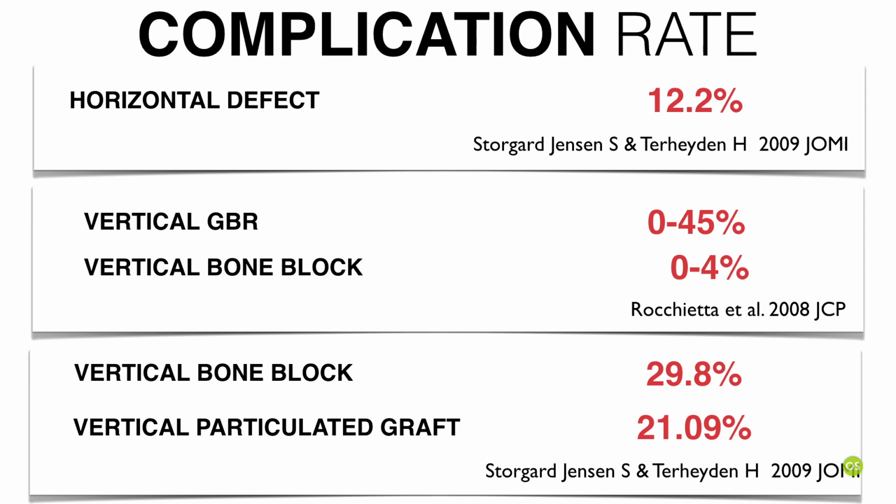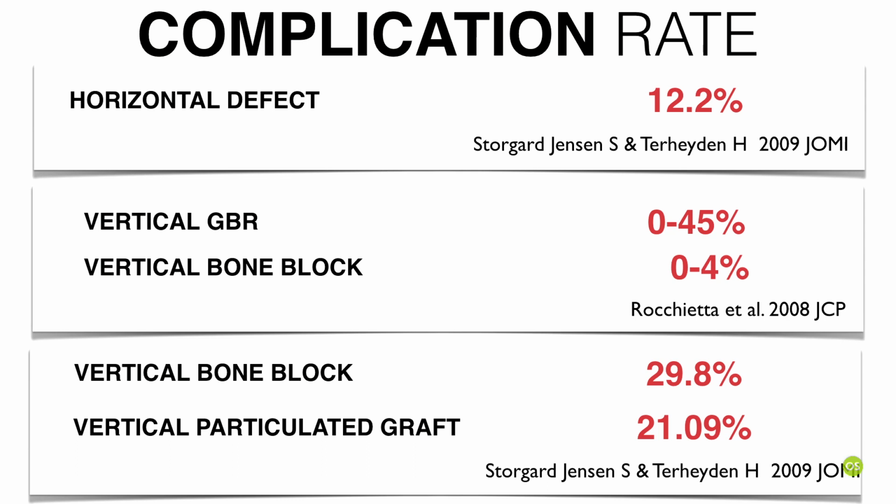We have almost a 13% complication rate for horizontal defect management, and a big range of complications, varying from 0 to 45%, when we are talking about vertical bone augmentation, as reported in a review published by Rocchietta and co-authors in 2008 in the Journal of Clinical Periodontology.